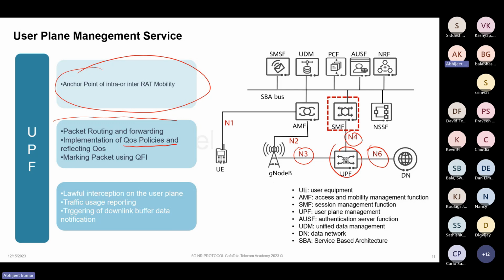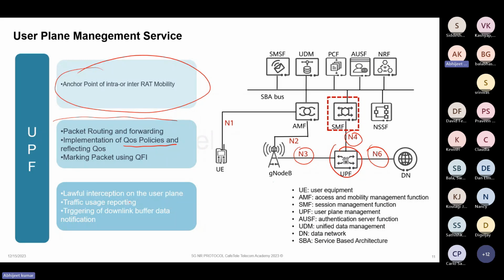Then the most important one, you can say, is the implementation of QoS policy and the marking of packets using QFI, the QoS Flow ID. If you enforce quality of service, it means it ensures whatever the data flow requires, we have to meet according to the service quality level. So we have the different 5QI that we are providing.